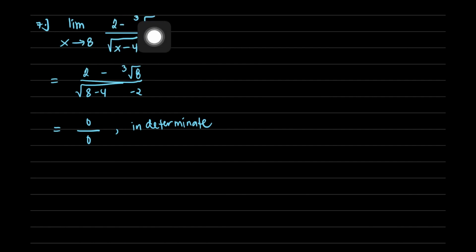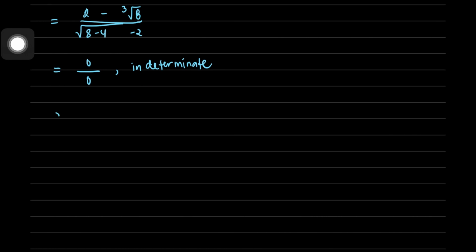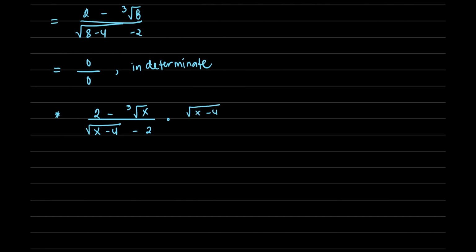And to rationalize this one is to multiply both numerator and the denominator with the conjugate of the denominator, right? So let me just manipulate that one so that I'm not going to rewrite this every now and then. So that's 2 minus cube root of x all over the square root of x minus 4 minus 2. Now, to rationalize this one, we're going to multiply both numerator with the conjugate of the denominator, and the conjugate of the denominator is the square root of x minus 4 plus 2.